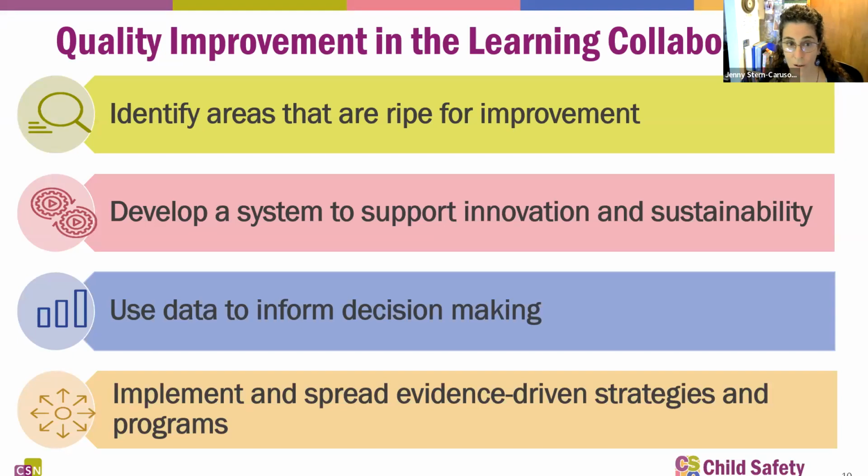Okay. So as stated earlier, the primary goal of the collaborative is to reduce fatal and serious injuries amongst infants, children, and youth ages 0 to 19 through the support of collaborative improvement among state and jurisdictional level Title V agencies who are working to address child safety. Within each injury topic, the focus of the work of the collaborative is to identify areas ripe for improvement, to support states and jurisdictions in developing a knowledge management system to support innovation and sustainability, and to use real-time data to inform decision-making and rapid improvements, which ultimately will enable states and jurisdictions to implement and spread evidence-driven strategies and programs that will reduce childhood deaths and injuries.